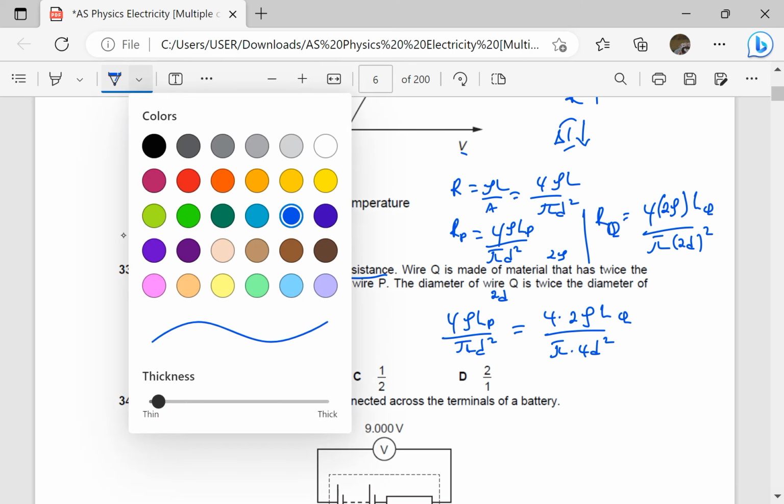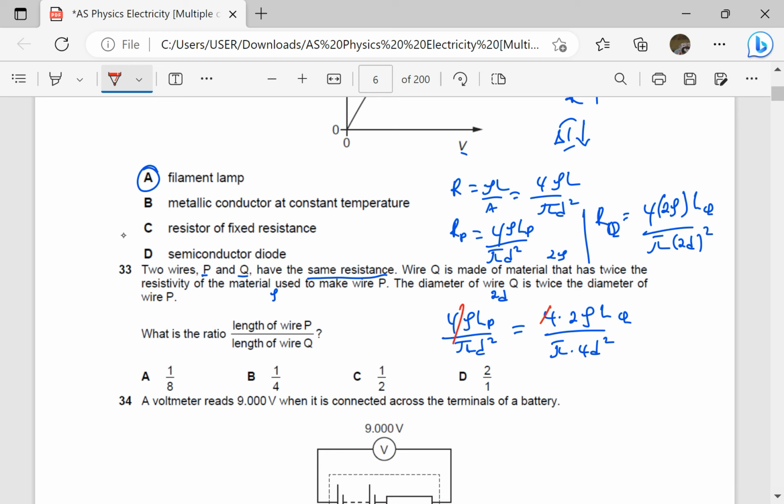So some of these quantities cross out: 4 cancels, pi cancels, d squared cancels, rho cancels. So I remain with L of P is equal to twice L of Q divided by 4. So when I simplify this, it becomes a half. So L of P divided by L of Q is equal to a half, making the answer C.